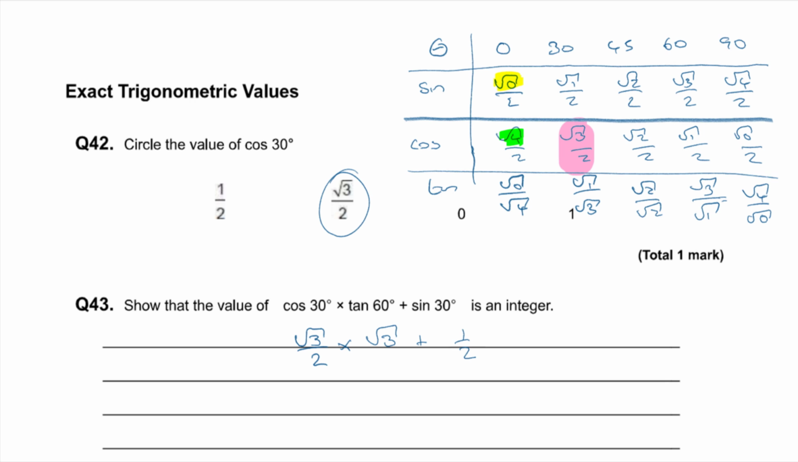Well, if I've got root 3 over 2 times root 3 over 1, that is root 3 times root 3, which is 3, over 2 times 1, which is 2, plus a half. So what's 3 over 2 plus a half? Well, that's 4 over 2, isn't it, or just 2? So it's an integer. It is an integer, it's 2.